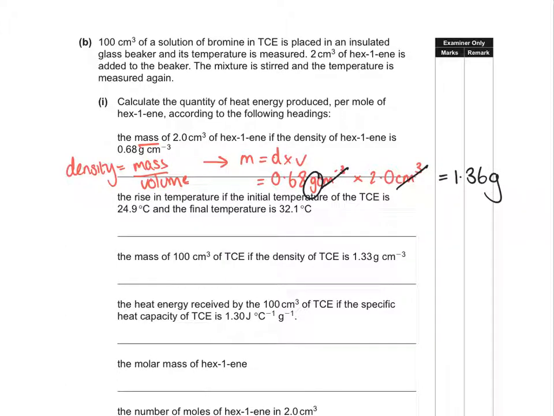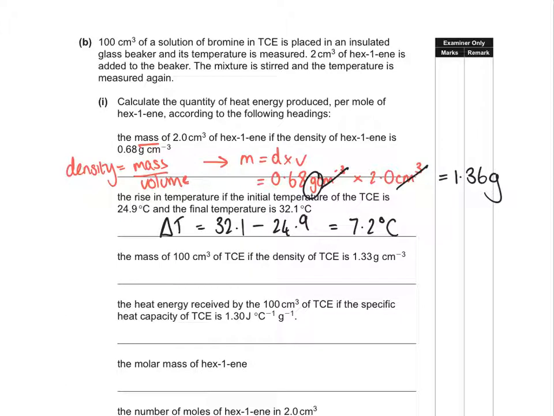Next part is the rise in temperature, and so what we're working towards is getting our delta T value, and you could even write that in at this stage to remind you to use it in your equation later. So delta T is going to be your final temperature, which is 32.1, minus your initial temperature, which is 24.9, and that works out as 7.2 degrees centigrade.